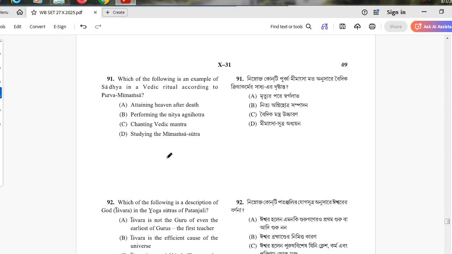Question 91: Which of the following is an example of Shraddha in the Vedic ritual according to Purva Mimamsa? A, attaining heaven after death. B, performing the Nitya Agnihotra. Option C, chanting Vedic mantra. Option D, studying the Mimamsa Sutra. Question 91 is option A, attaining heaven after death.